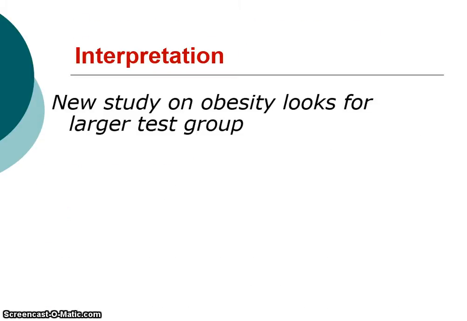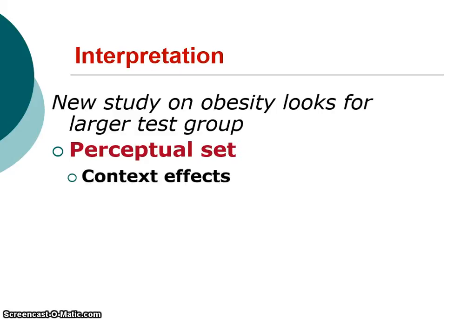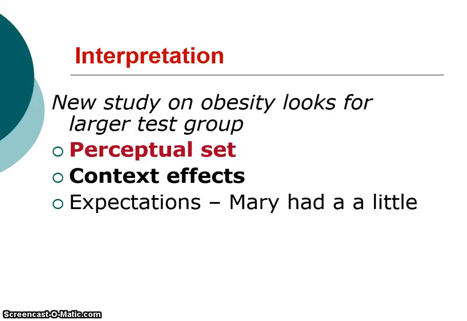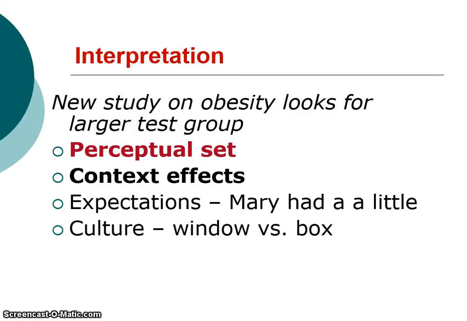Interpretation is the final stage of perception. And so again, a new study on obesity looks for larger test groups. Get it? Because we know the context, we can look at it in 2 different ways. So within perceptual set, we have context effects. We had Mary had a little lamb for expectations. If I don't expect it to be there, I literally might not see it.